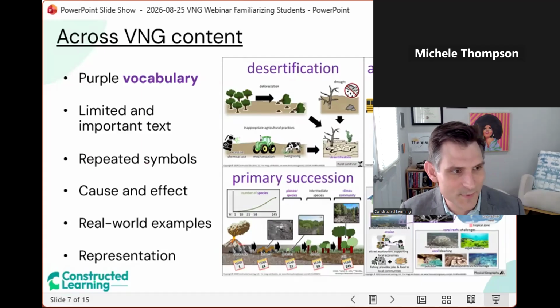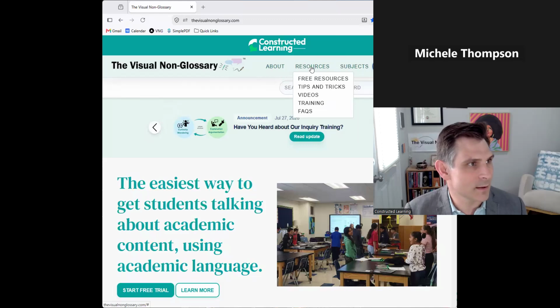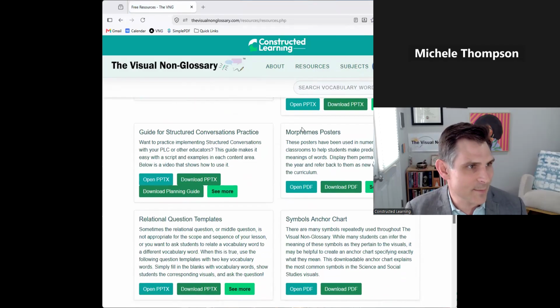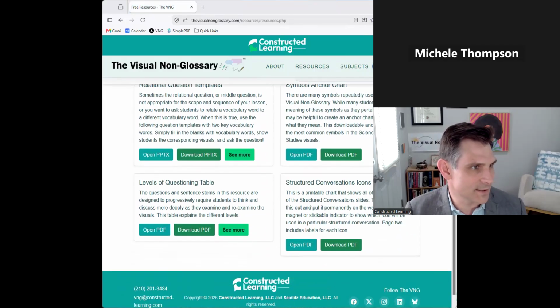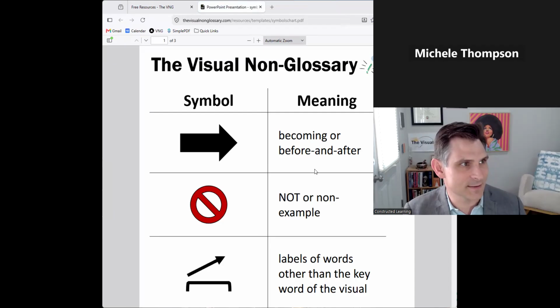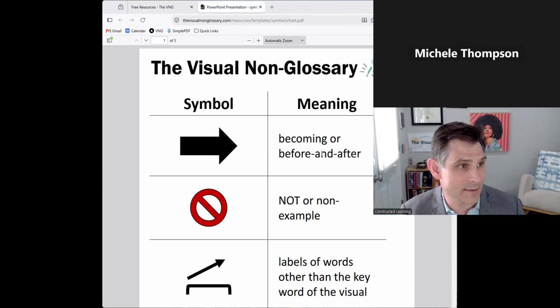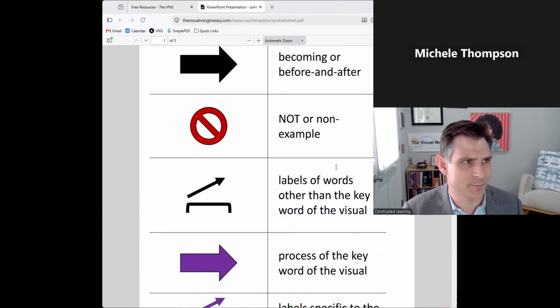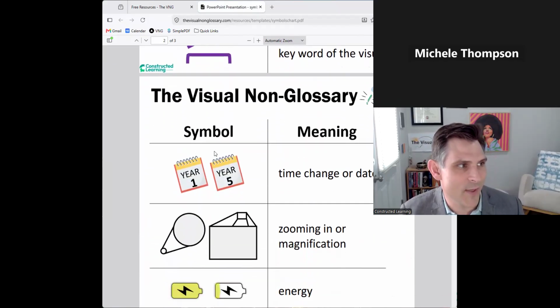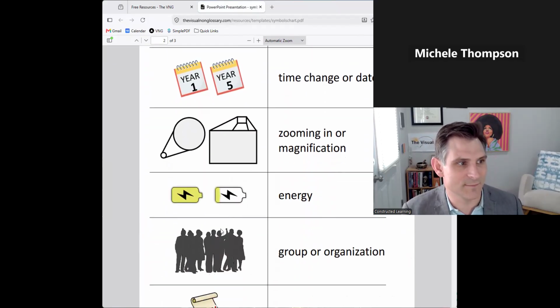I'll show you something that a lot of teachers find helpful on the VNG website. In the resources tab, there's a page called free resources. And on this tab, there is, where is it? It's called Symbols Anchor Chart. This is what it is. And this is an anchor chart. It's printable and it's pretty big. So if you just print it on an 8.5 by 11 piece of paper, I think most of the students should be able to see it in the room. But it's also easy to post in a different place in the room. And these are just the common symbols that students should expect to see in VNG visuals.